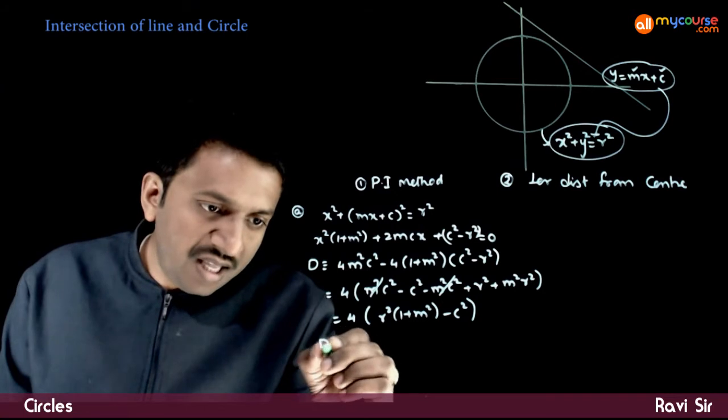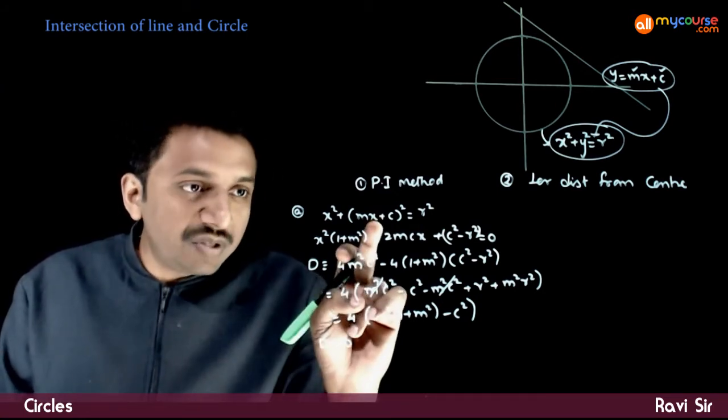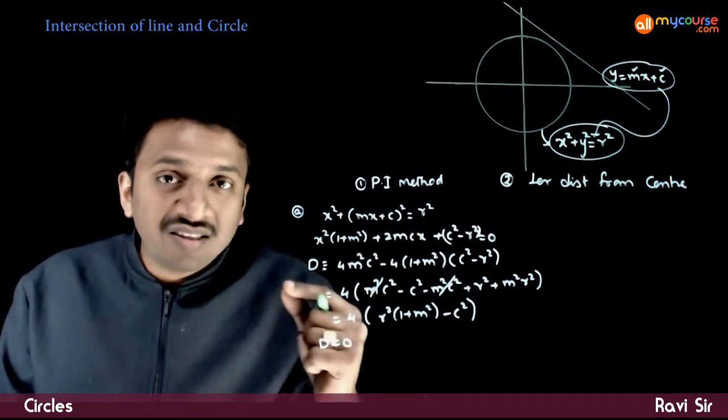So if the discriminant is equal to 0, that means you have only one root. That means there is only one point of intersection. That means the line is a tangent.